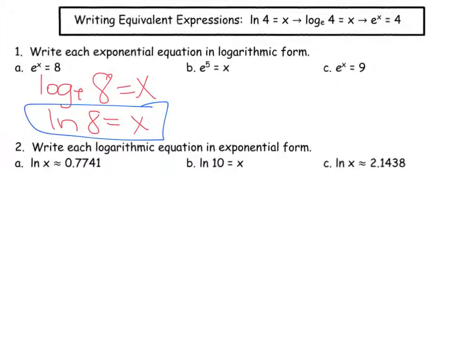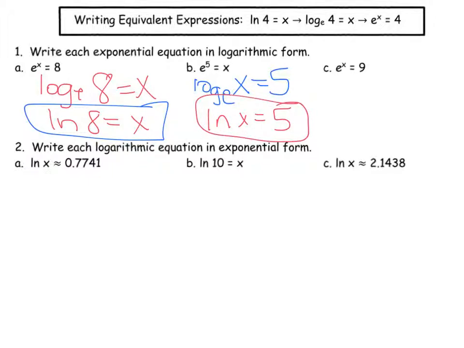Same type of deal on the second one. First, we're going to go ahead and write log e of x equals 5, following that same pattern we've used before. And then we can change that log e into the natural log of x equals 5 for our final answer. Same type of example on C. We'll start out with log e of 9 equals x. And then we'll change log e to natural log of 9 equals x.